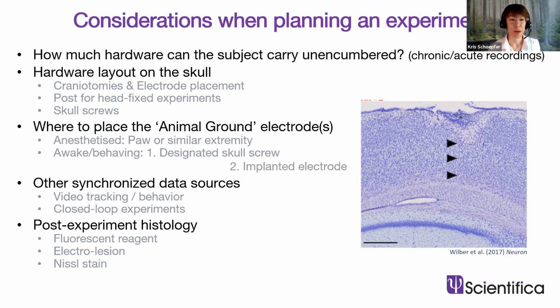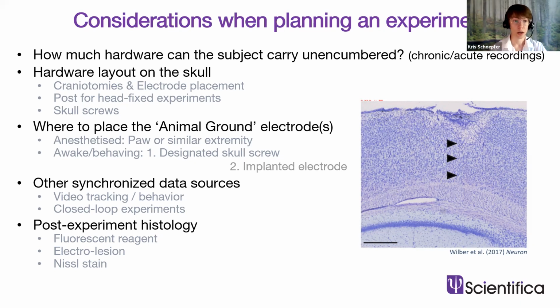Something to consider is how much hardware your animal can carry around on its head unencumbered. This is mostly relevant for mice, who can maybe carry a couple grams at most on their head while still being able to lift their head in their home cage, in terms of chronic implants. But if you were looking to record with a larger amount of hardware on a small animal, you may consider acute recordings where the animal is anesthetized and you bring the equipment to the animal temporarily, and then it can go back to its home cage without carrying a large head cap around.